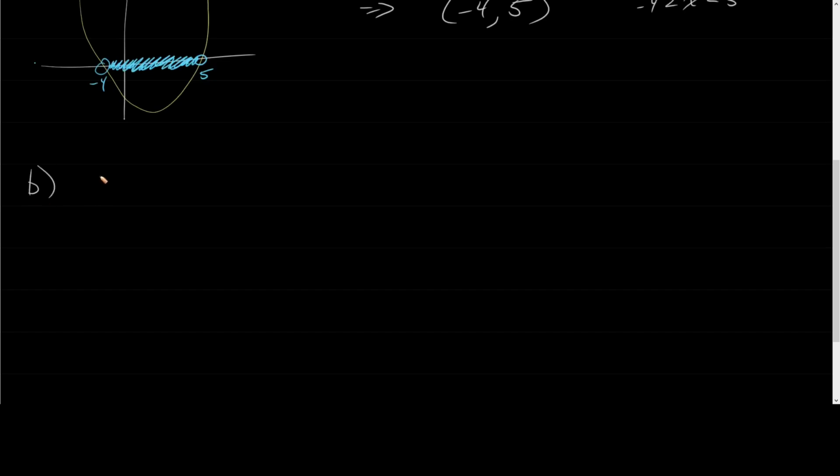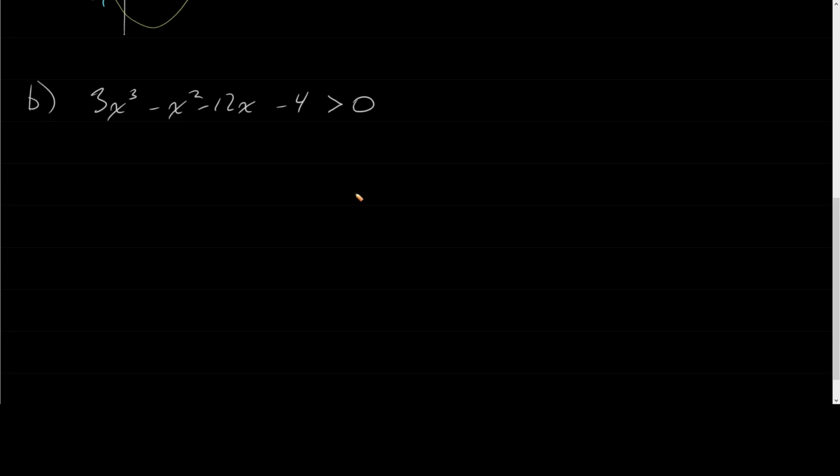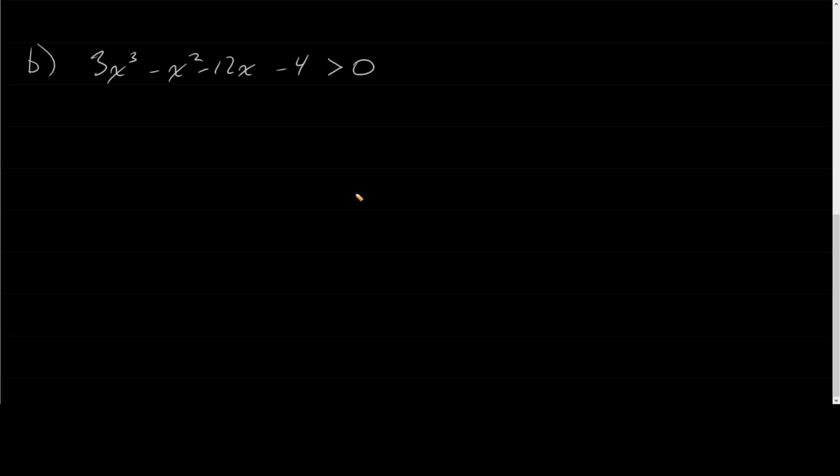So let's say I had something like 3x cubed minus x squared minus 12x minus 4 is greater than 0. All right. So in here, the very first thing I'm going to do is try to factor out as much as possible. And what I'm going to do here is factor by grouping. I'm going to group the first two and then the last two.